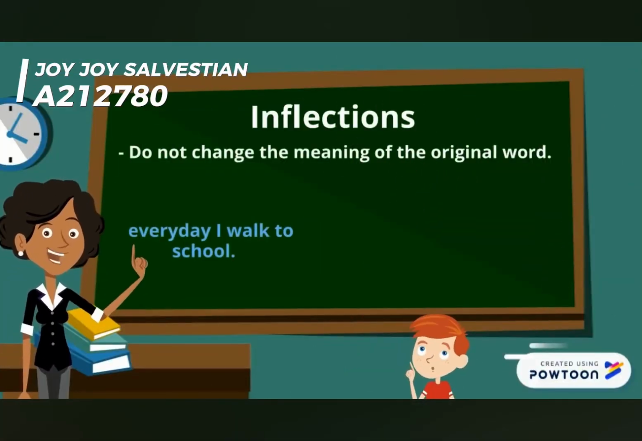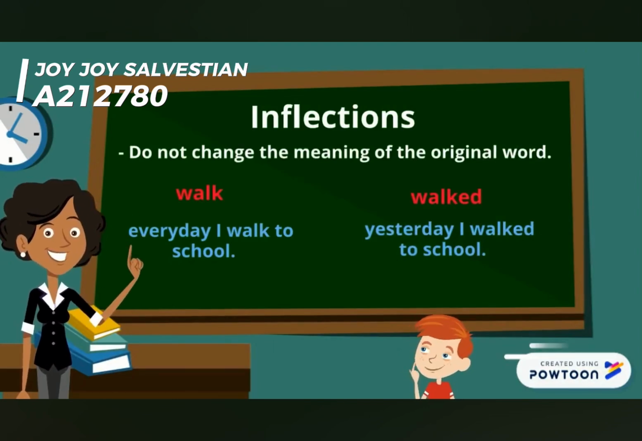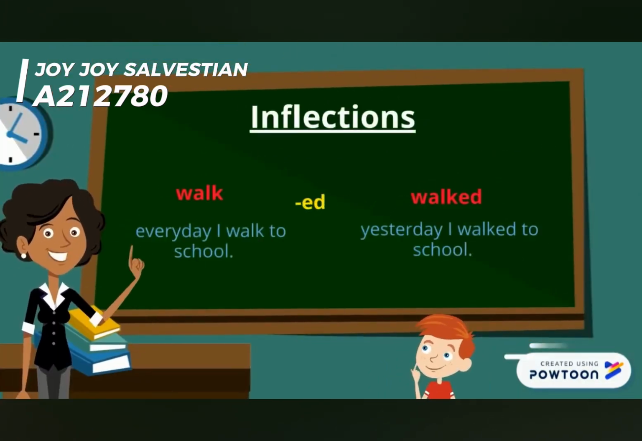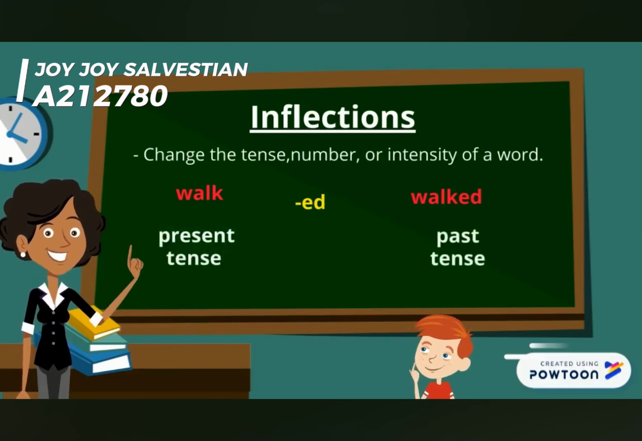Take a look at the two sentences. Every day I walk to school, and yesterday I walked to school. The words walk and walked have the same basic meaning. So adding our suffix ed to walk didn't change the meaning of the word, but what it did do is change the tense. Inflectional suffixes can change the tense, number, or intensity of the word. Walk is present tense, walked is past tense.